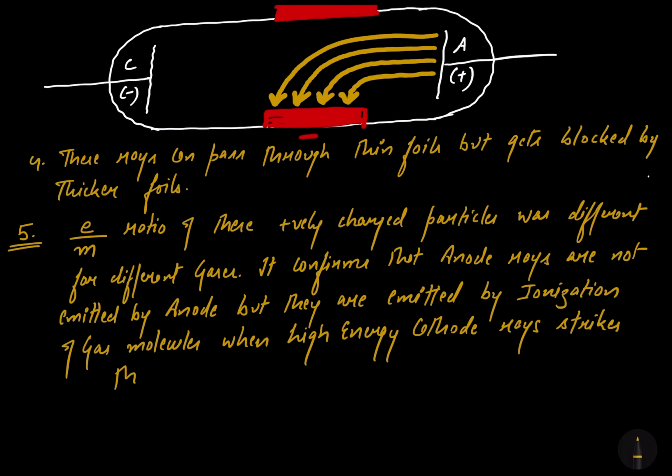Let's come back to the diagram. What is happening over here? The cathode rays are traveling towards the anode. They get counteracted by the gas molecule in their path. The ionization of the gas molecule will take place, due to which this gas molecule will now emit the anode rays in the direction towards the cathode.